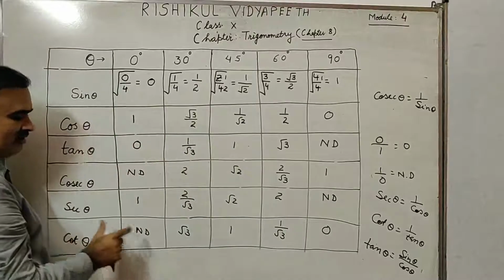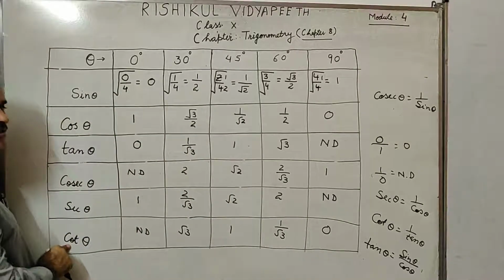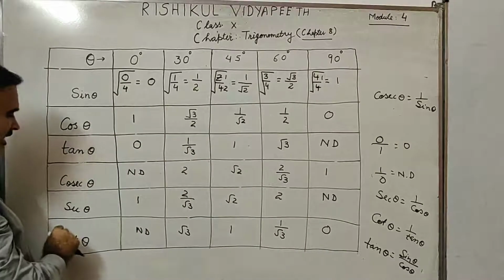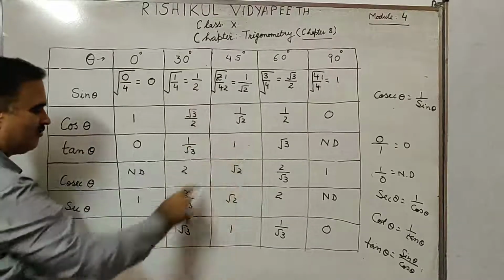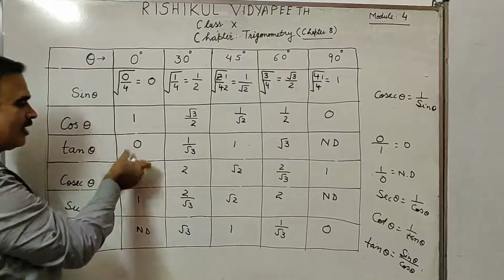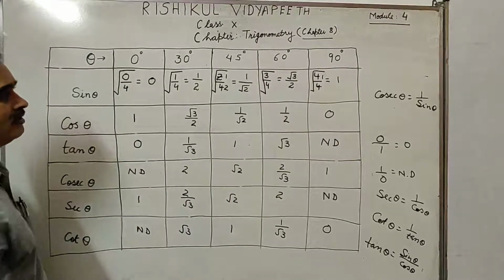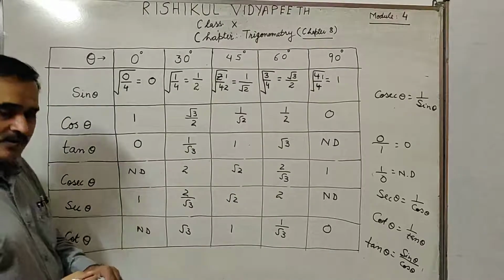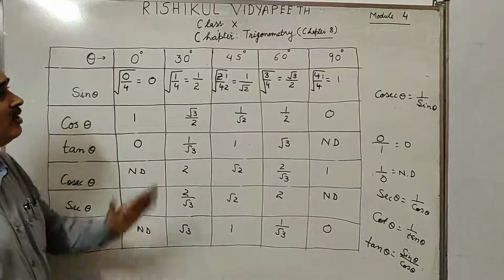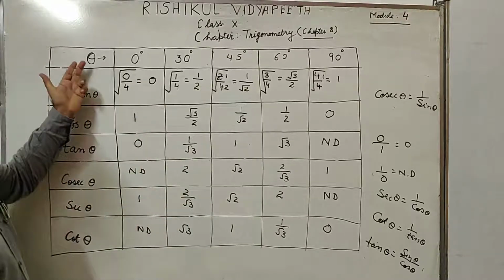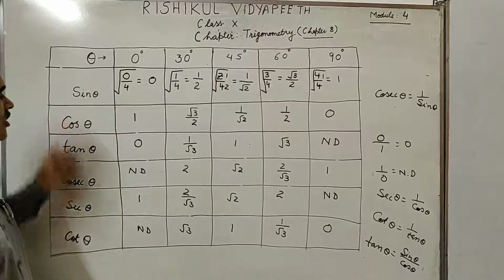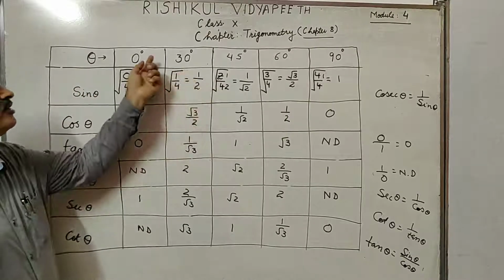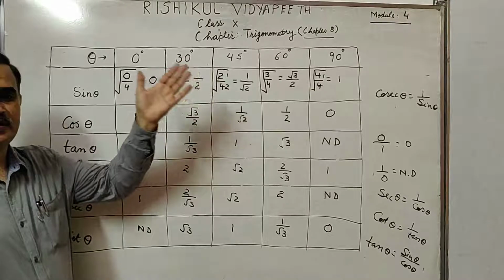Cot theta, you know this "co" word is written here, it is cotangent, it is the complement of tan theta. You get the same values, you can write from here, or you can reverse this. So my dear students, you are able to form this table of values of t ratios at different angles: 0, 30 degrees, 45, 60 degrees and 90 degrees.